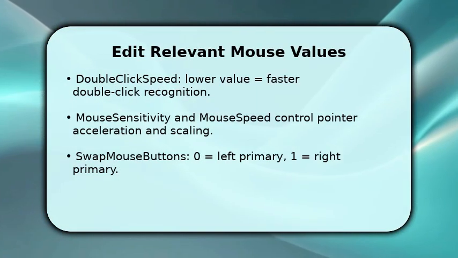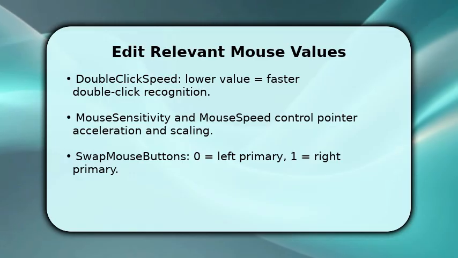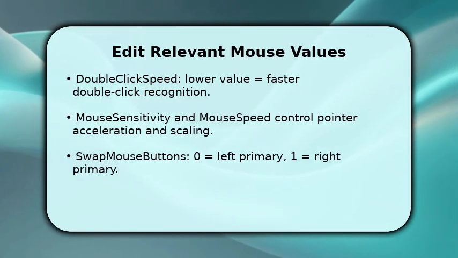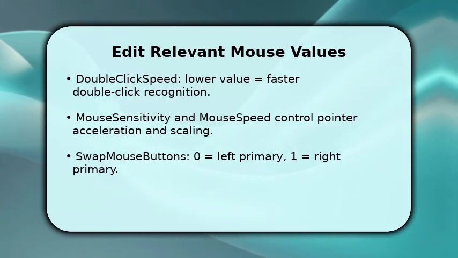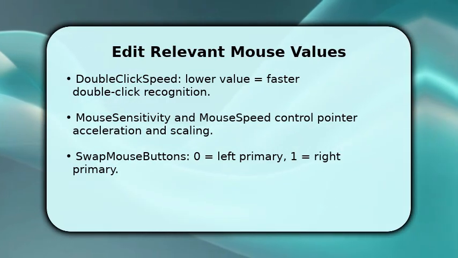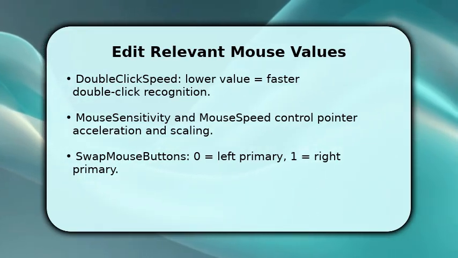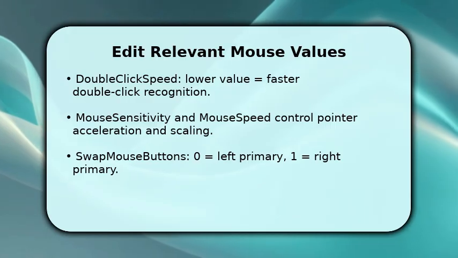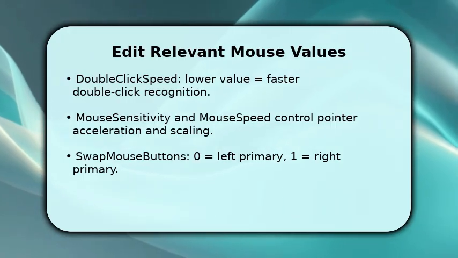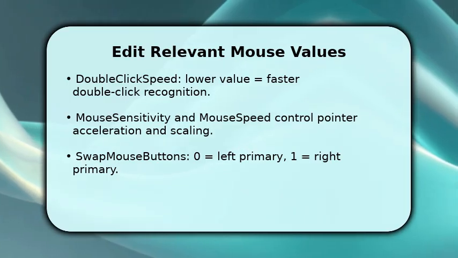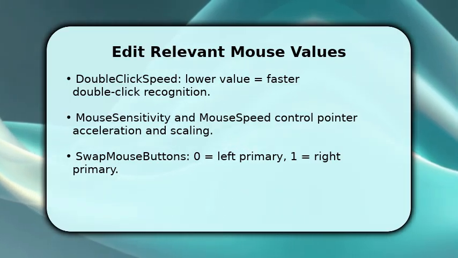Now perform the edits one at a time so you can test each effect. Double-click the value name, switch the type to string or DWORD as required, and enter the numeric value you want. Lower double-click speed makes detection faster. Increase mouse sensitivity or mouse speed for faster pointer movement. If changing swap mouse buttons, set 1 to swap or 0 to restore. After each change, press OK and do not close Regedit yet.